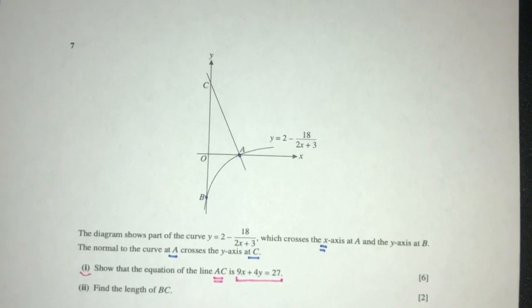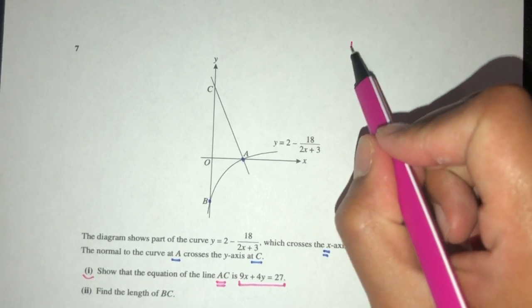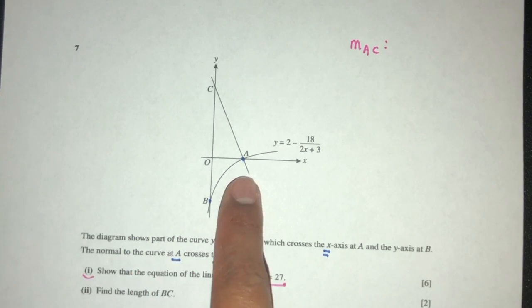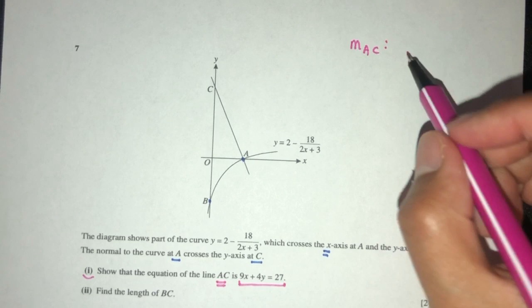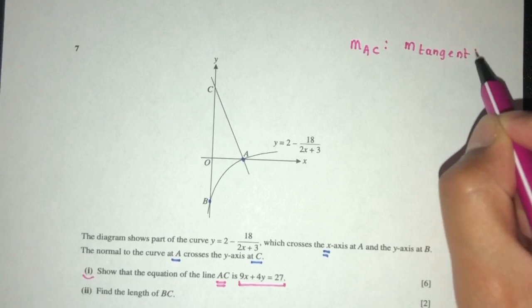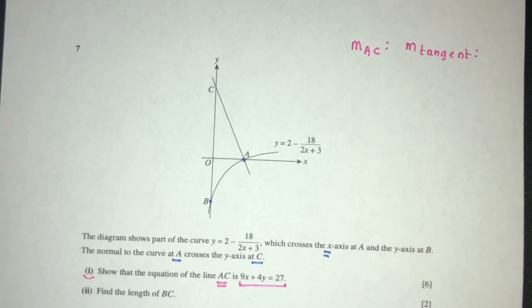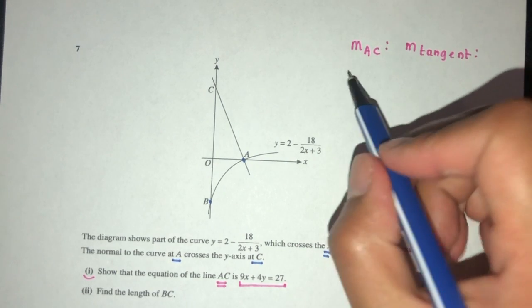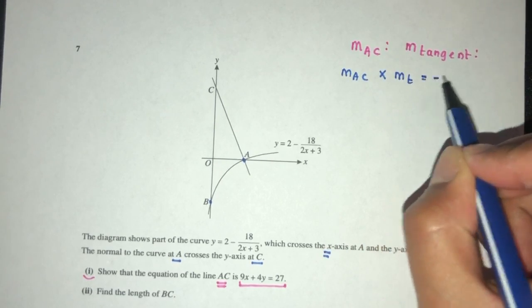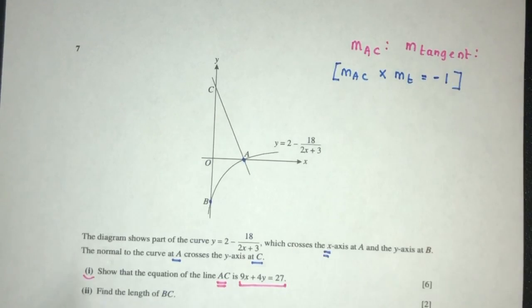Okay, so let me write this down. So we must first find the gradient of AC. Now, as you can see here, the normal to the curve at A, so the line AC is normal to the curve. It means that we can find the gradient of the tangent first, and then use that to find the gradient of AC, because the relationship between two perpendicular lines is what? It is the gradient of AC multiplied by the gradient of the tangent has to be minus 1. This is their relationship for those two lines. So let's do it one by one.